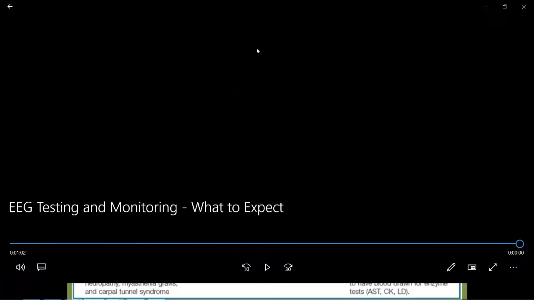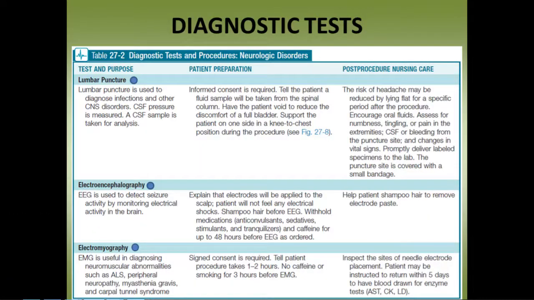Okay, so those are ways on how they usually assess brain activity for patients with seizure disorders. Next is your electromyography, also known as your EMG, which is useful in diagnosing neuromuscular abnormalities. Examples of neuromuscular abnormalities are your ALS, peripheral neuropathy, myasthenia gravis, and carpal tunnel syndrome.